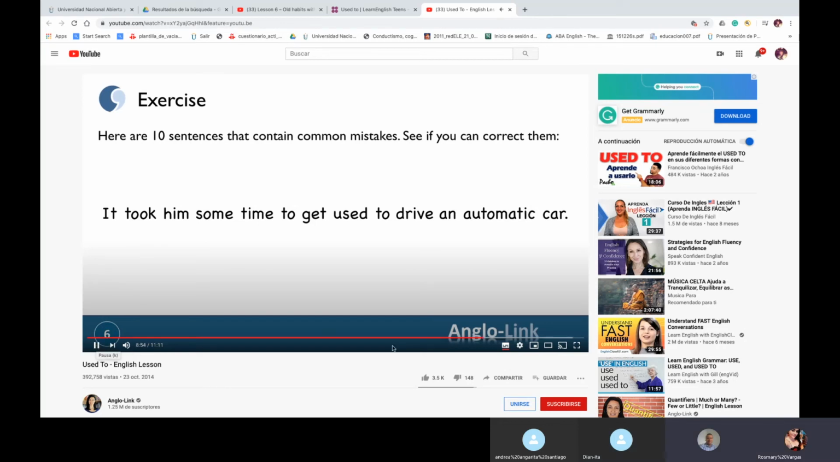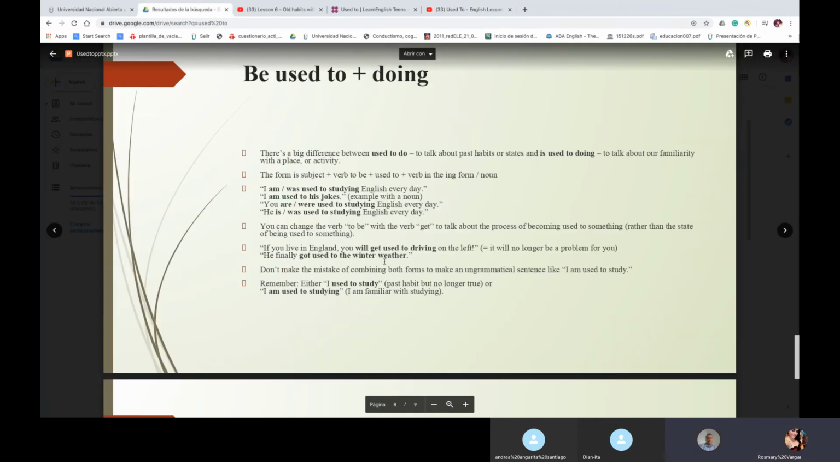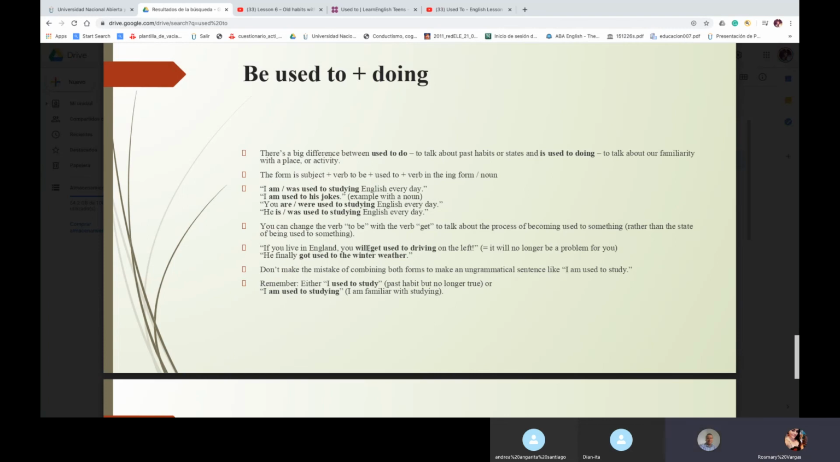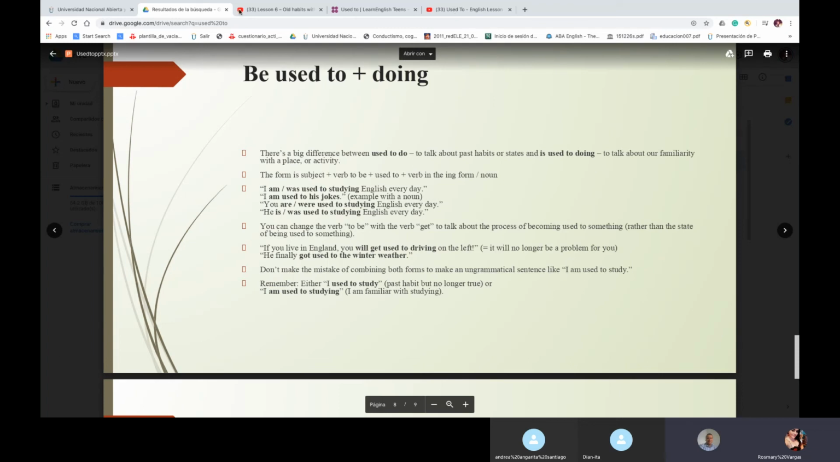Okay, let's find out. After get used to, you must use the gerund form. It took him some time to get used to driving an automatic car. Over here in the lesson, look at it. You will get used to driving. It's a little bit tricky one.